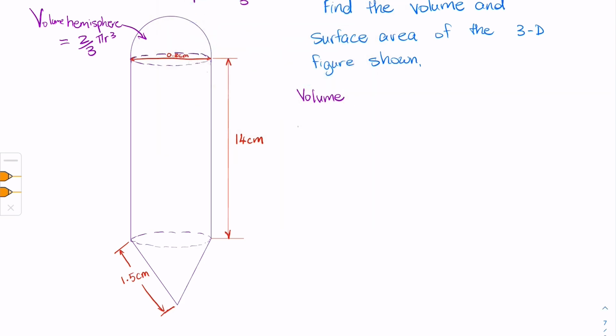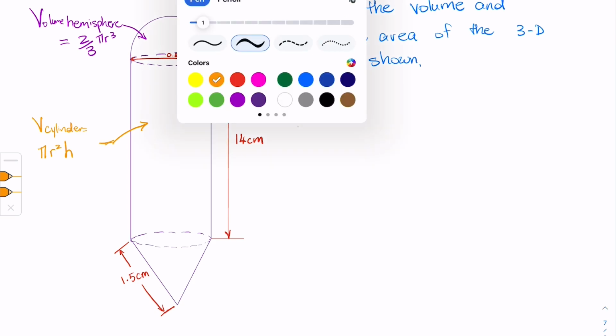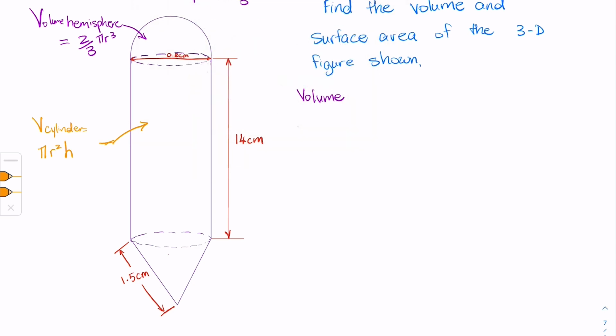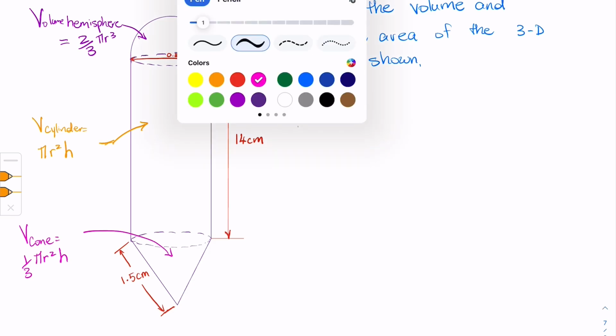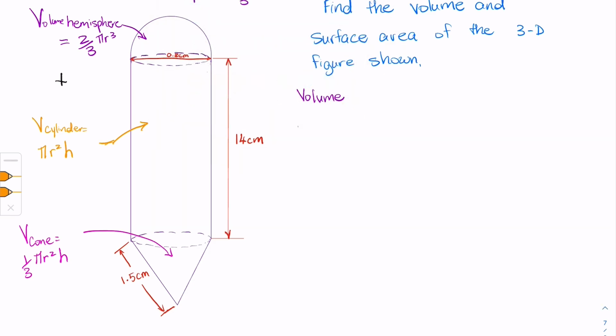And now for our cylinder, the volume of a cylinder formula, let's write that down, is pi r squared times h. And finally, we have a cone, and the volume of a cone formula is 1/3 pi r squared times h. All right, so we have three things there. All we need to do is find the volume of each of those things and add them up.